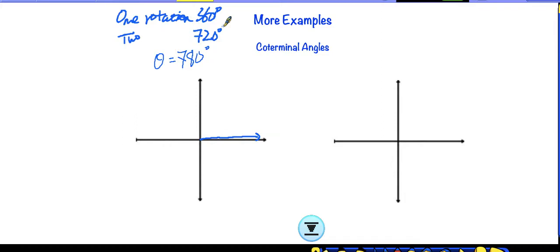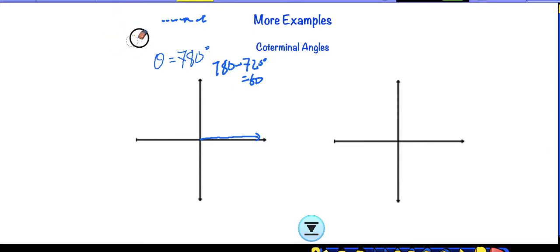So that means after two full rotations, we need to do more. How much more? 60 degree. You can do the subtraction, 780 minus 720 degree equals 60. That is how much more you need to draw. So let's go back to draw this angle. We can put a side note here: 780 minus 720 is 60. That is how much more after we draw the full rotations.